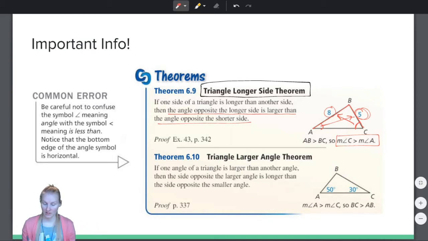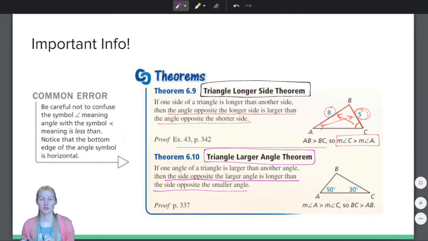And this works the other way around as well. If we look at the triangle larger angle theorem, if one angle of a triangle is larger than another angle, then the side opposite the larger angle is longer than the side opposite the smaller angle. This is kind of like the converse of what we just talked about. Because 50 is the bigger angle, BC is going to be the bigger side. Because 30 is the smaller angle, AB is going to be the smaller side. Small, big, relatively small, relatively big. Okay, and this makes sense.